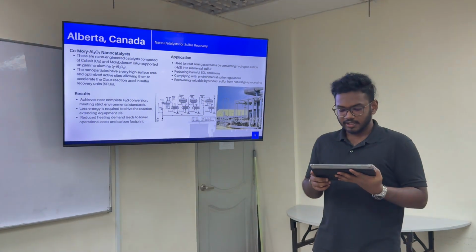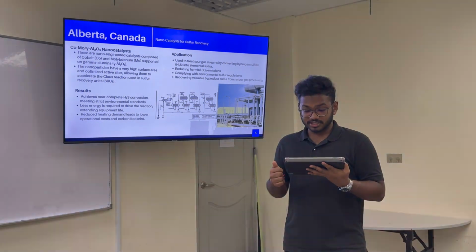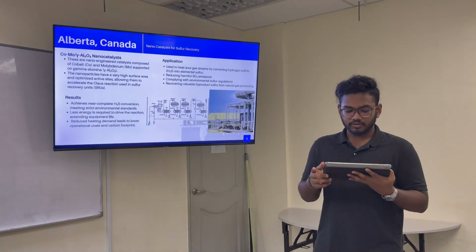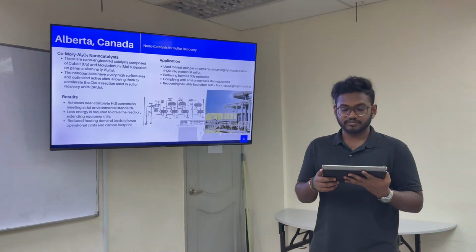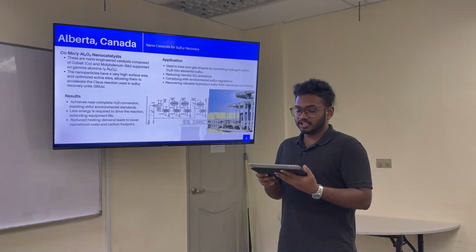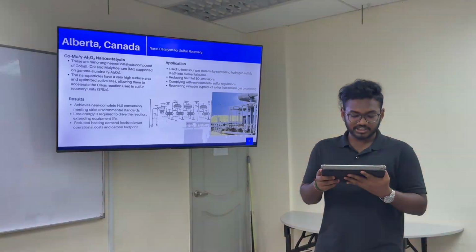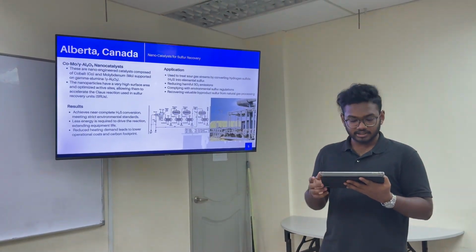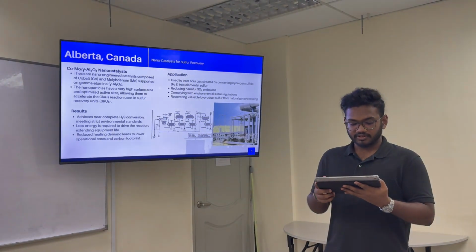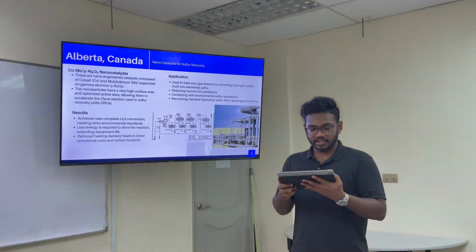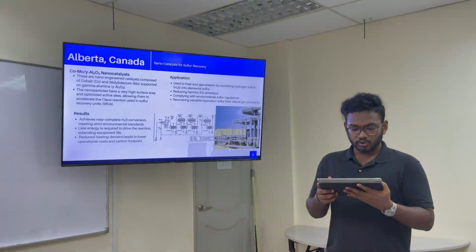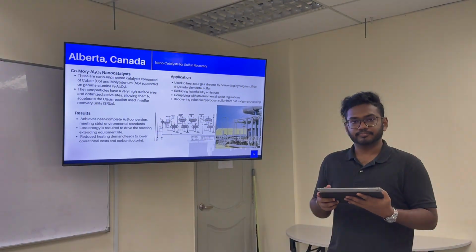elemental sulfur, reducing harmful SO2 emissions, complying with environmental sulfur regulation, and recovering valuable byproduct sulfur from natural gas processing. The result from this technology is that it achieves near complete H2S conversion, meeting strict environmental standards. Less energy is required to drive the reaction, extending the equipment life. And finally, it reduces the heating demands, which leads to lower operational costs and carbon footprint.